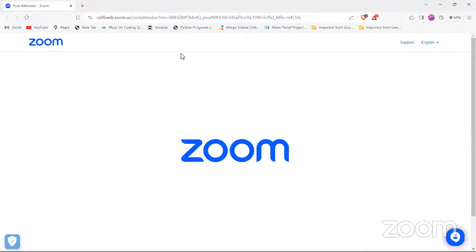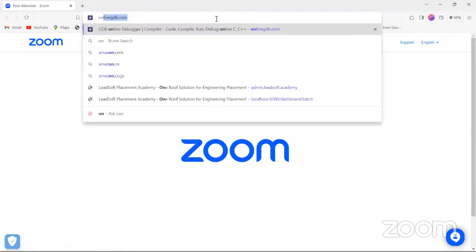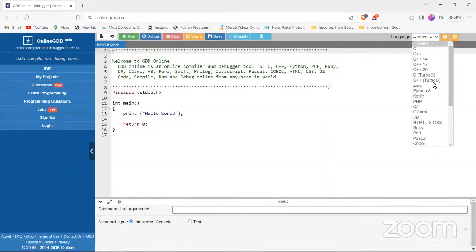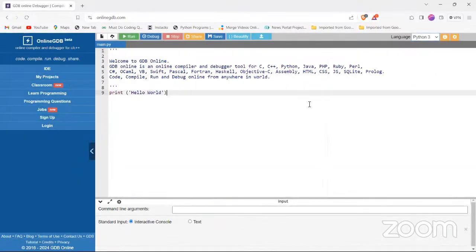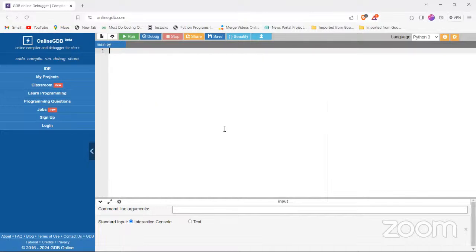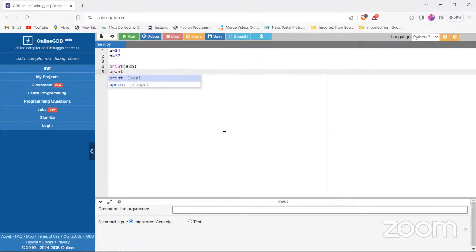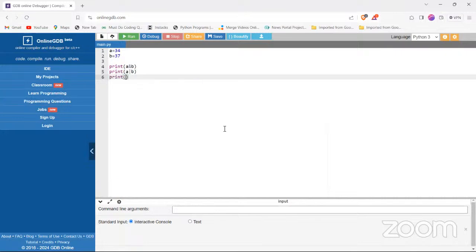And inside the online compiler, I will run some values. Let us say online GDB. And here I'm going to select the language as Python. And I'm going to work with some data. See what I'm going to do. I'm creating A equals 34, B equals 37. And I'm trying to print A bitwise AND B, then A bitwise OR B, then A bitwise XOR B.